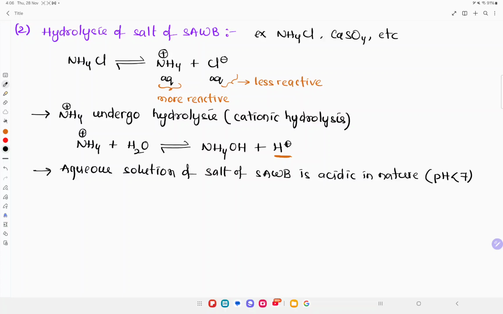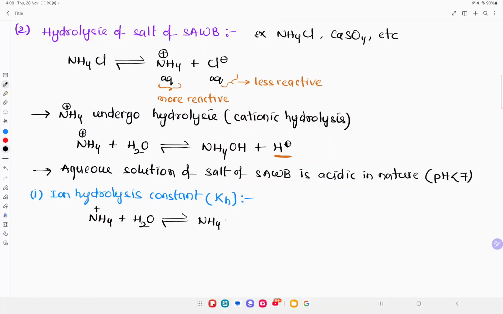For this we need to see a relation between Kb, Kw, Kh, like that. So first, what is the hydrolysis constant, the ion hydrolysis constant, what is the base ionization constant, what is the ionic product of water. First one, hydrolysis constant Kh. So what is ion hydrolysis? Above reaction same: NH4 plus, H2O gives NH4OH plus H plus ion.